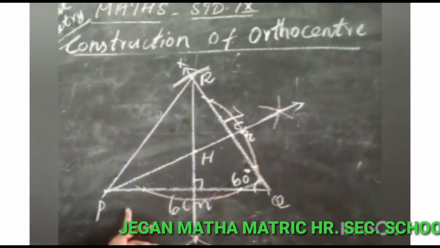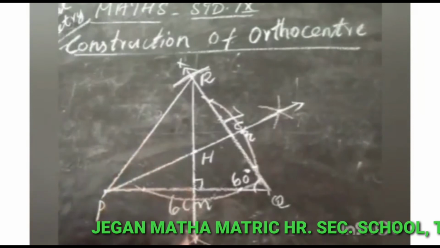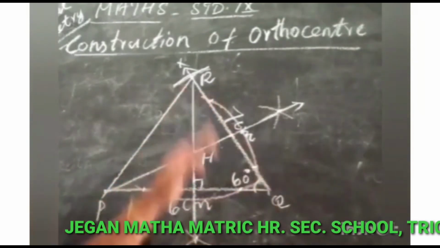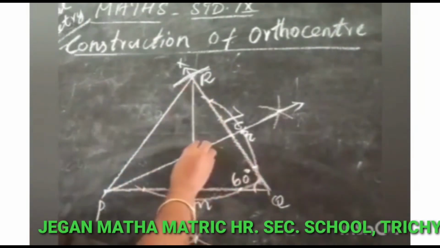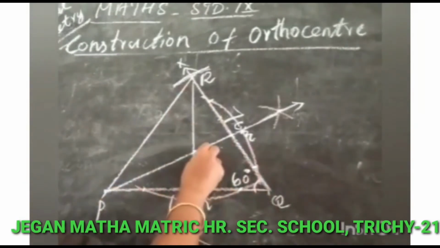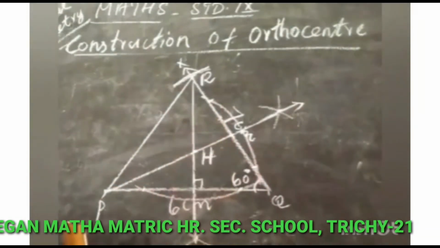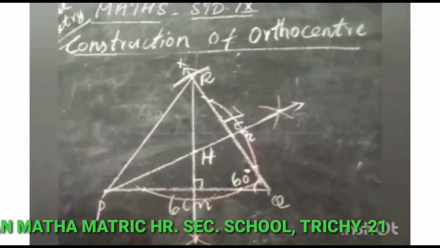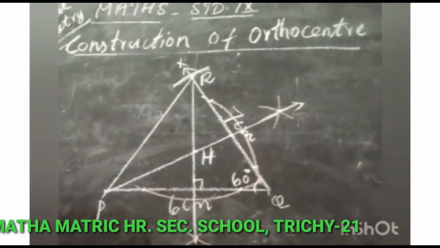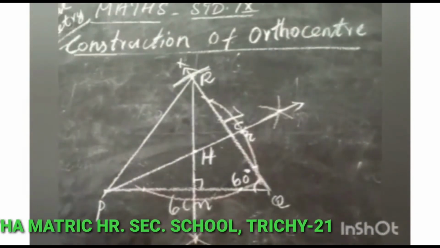After that you can draw the altitudes of the PQ and the QR. These two altitudes meet at one point. That point is denoted by H. That is the orthocenter of this triangle. Is it clear? Now the diagram is over. Now you can write the construction of this diagram.